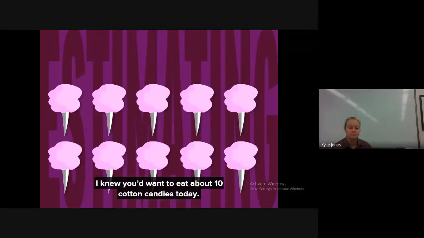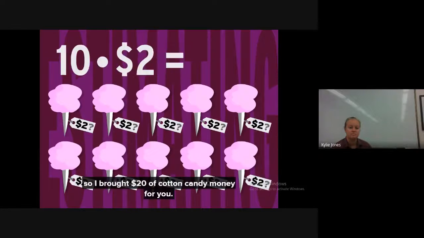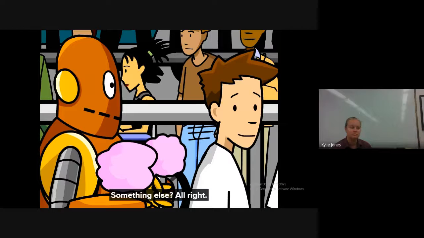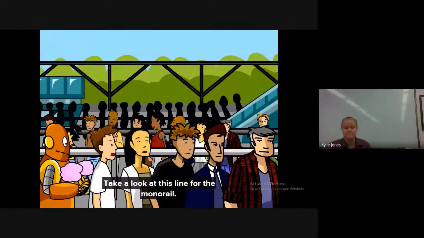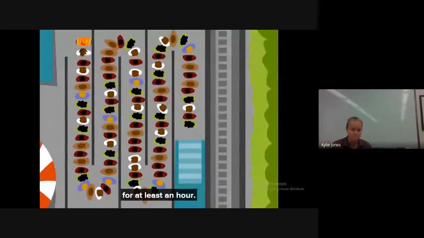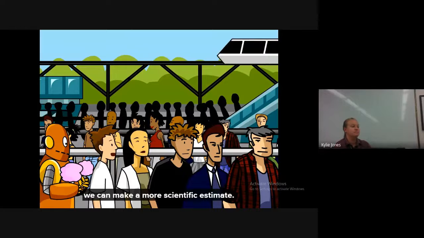I knew you'd want to eat about 10 cotton candies today. I figured they couldn't cost more than $2 a piece, so I brought $20 of cotton candy money for you. That's an estimate. Something else? All right. Take a look at this line for the monorail. I could guess from how long it is that we're going to be in it for at least an hour. But if we wait for a monorail to come pick up a load of people, we can make a more scientific estimate.